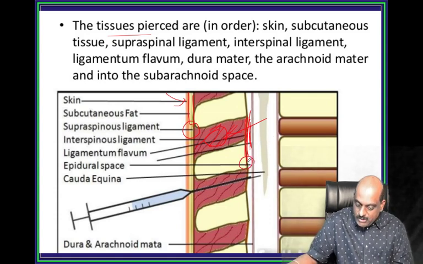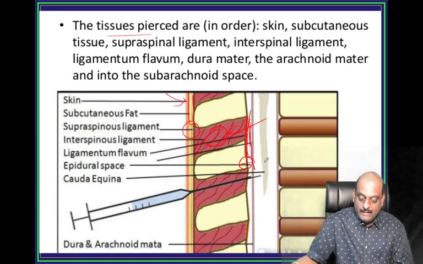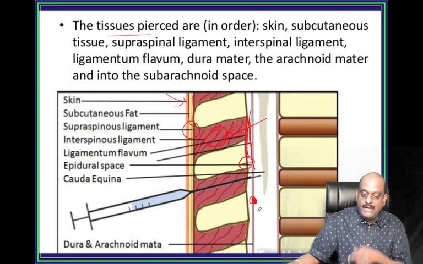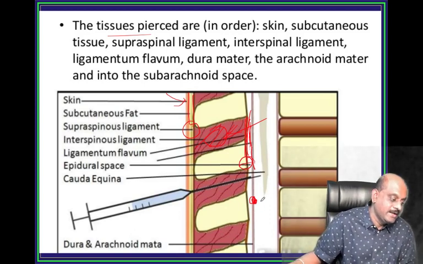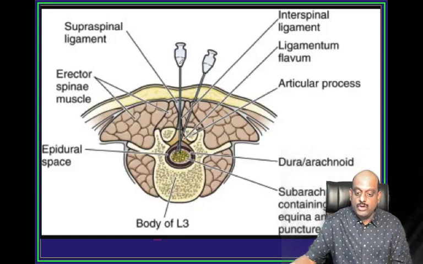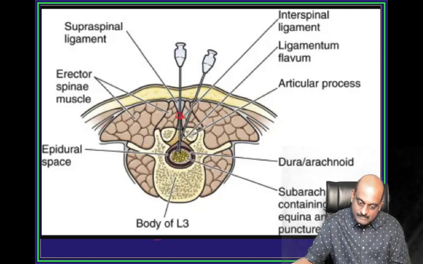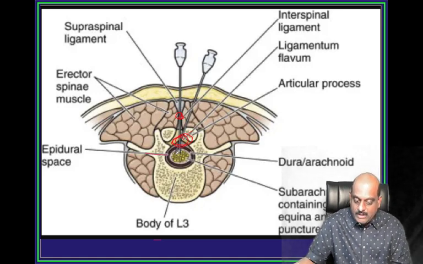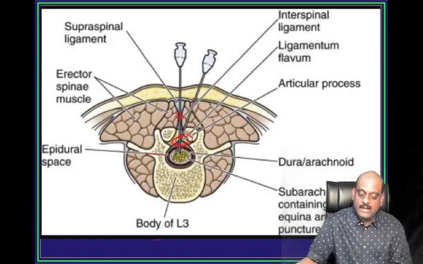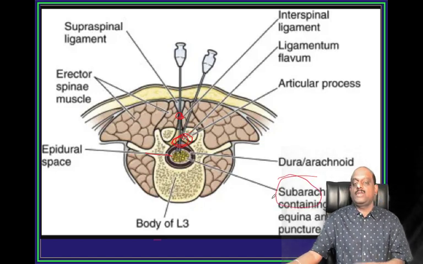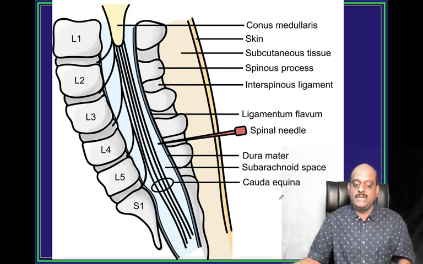So this is epidural, behind the dura, whereas this is the arachnoid mater. So typically you are entering into the subarachnoid space. That's what you need to remember. So doctor, once more: interspinous ligament, ligamentum flavum, then the epidural space outside the dura, and between dura and the arachnoid you have the subarachnoid space, which has the cauda equina and where lumbar puncture is done.